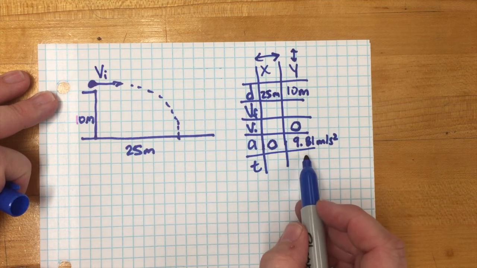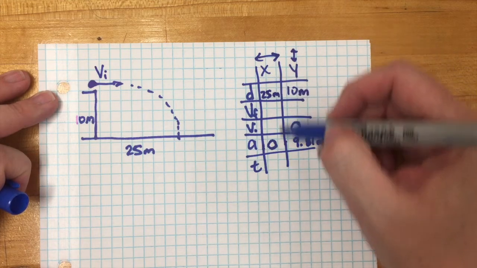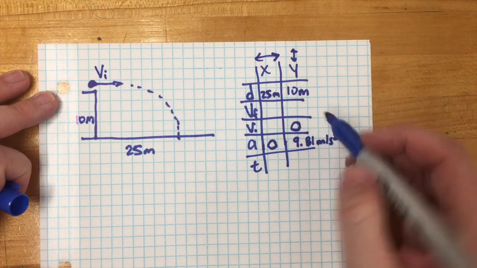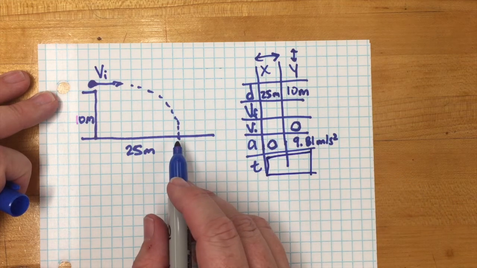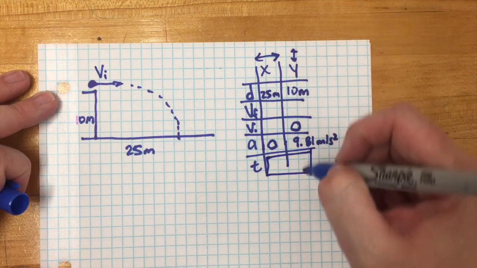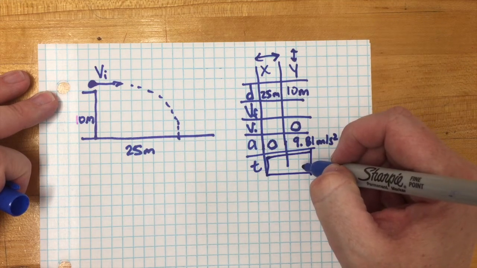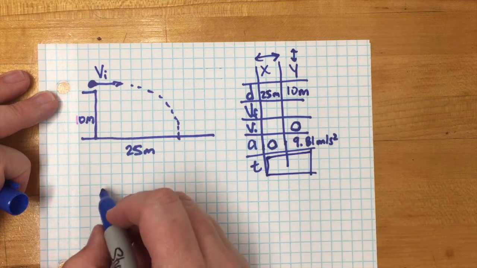In any problem, you'll have enough information in one of the columns to solve for the T. The T is the same in both columns. It only hits the ground once. So what we'll do is we'll use the y column and the information there to figure out how much time the ball was in the air.